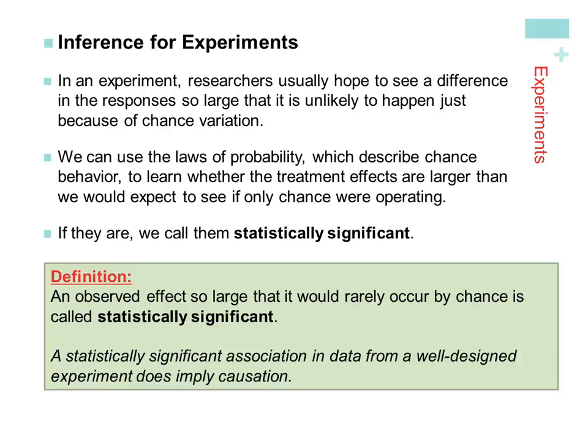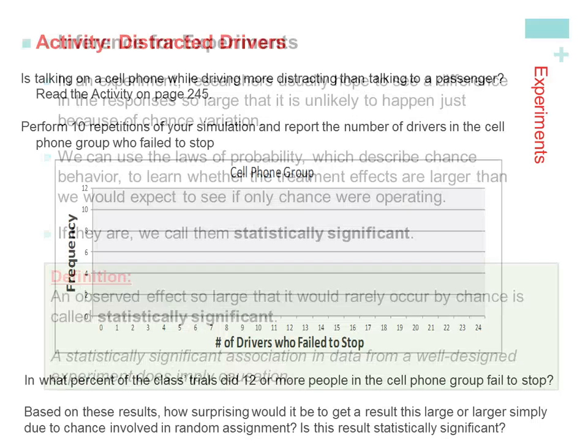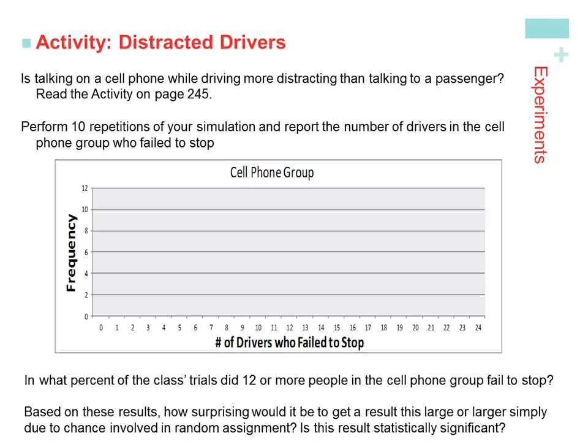And so to talk a little bit about that, we get into an activity, which is your next slide here, that talks about whether you're talking to a passenger in your car or using a cell phone, which of the two situations might cause you to be more distracted in the car. And so we'll take a look at this in class tomorrow. We'll open up class with this activity, do this pretty quickly, and then get to the few homework problems that we have.